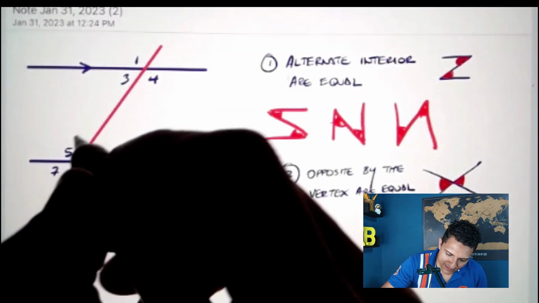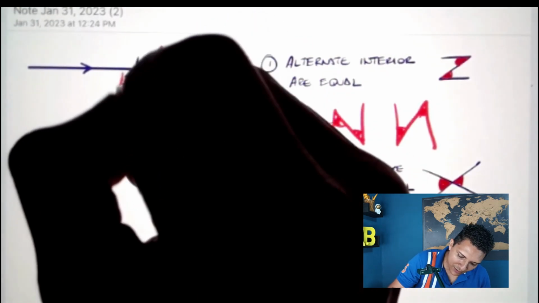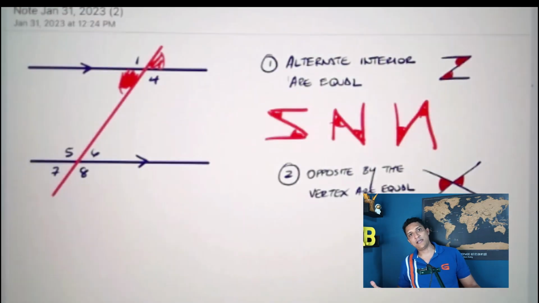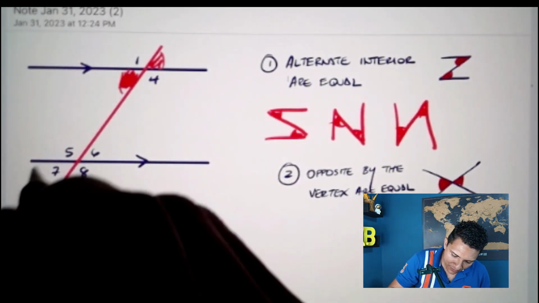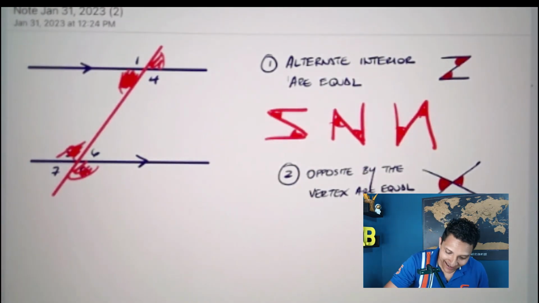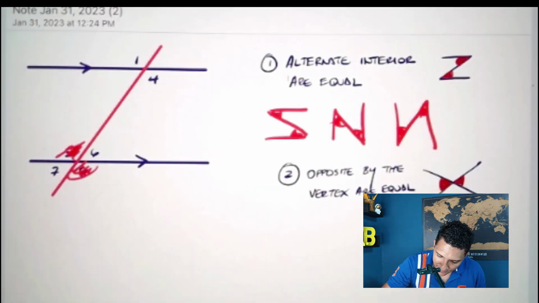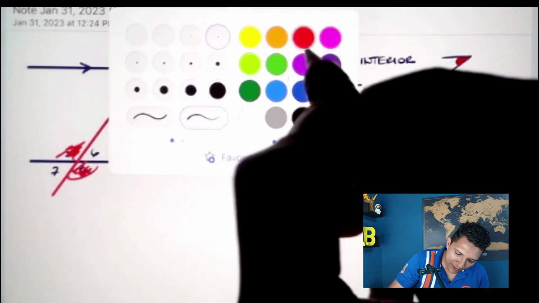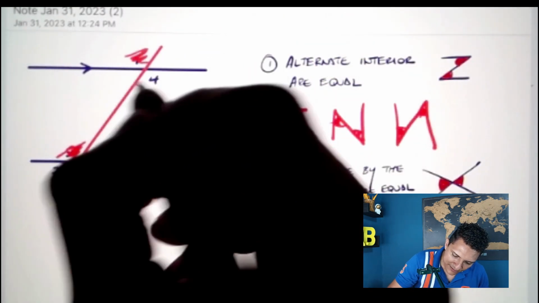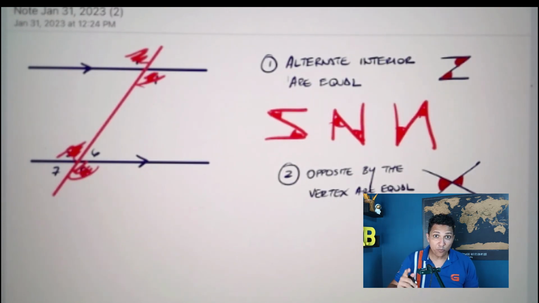For example, in this situation, I'm going to highlight it with red. Angle 3 with angle 2, they are opposite by the vertex. Also, angle 5 and angle 8, they are opposite by the vertex. They are equal, okay? What other angles we have? Well, we have angle 1 and angle 4, angle 6 and angle 7. They are opposite by the vertex. So each of those pairs are equal, okay? That is important. So remember, letter X, they are joined back to back.